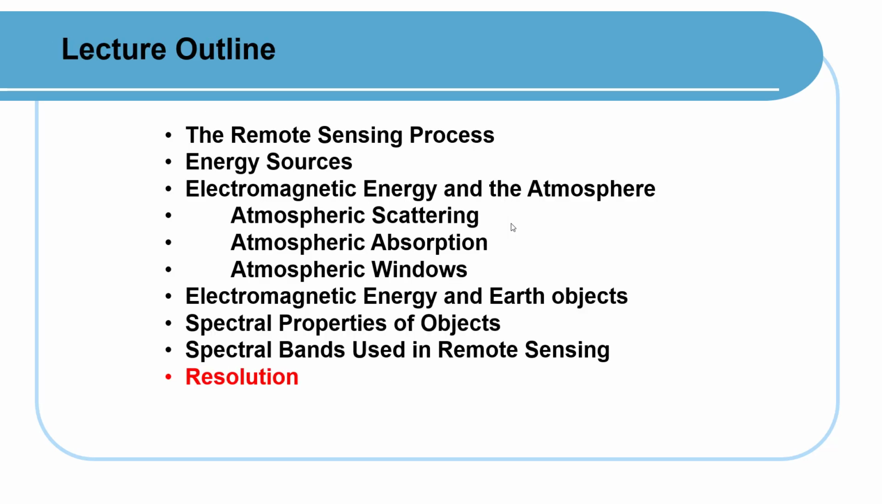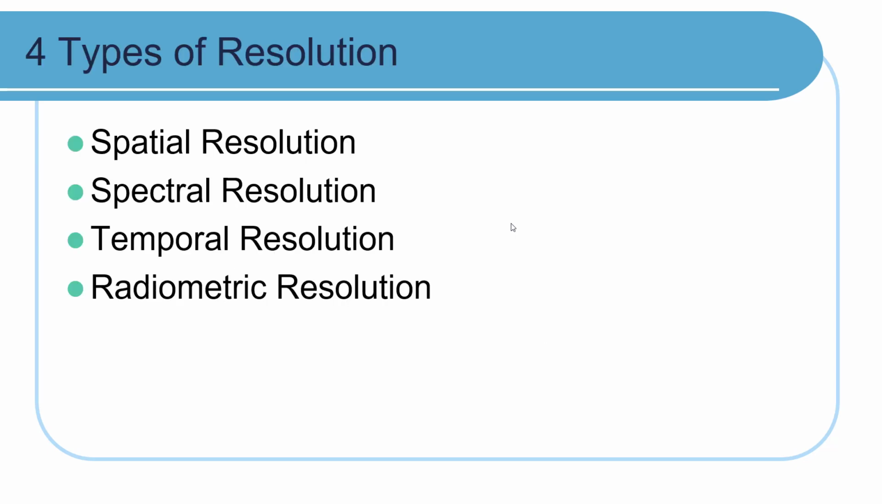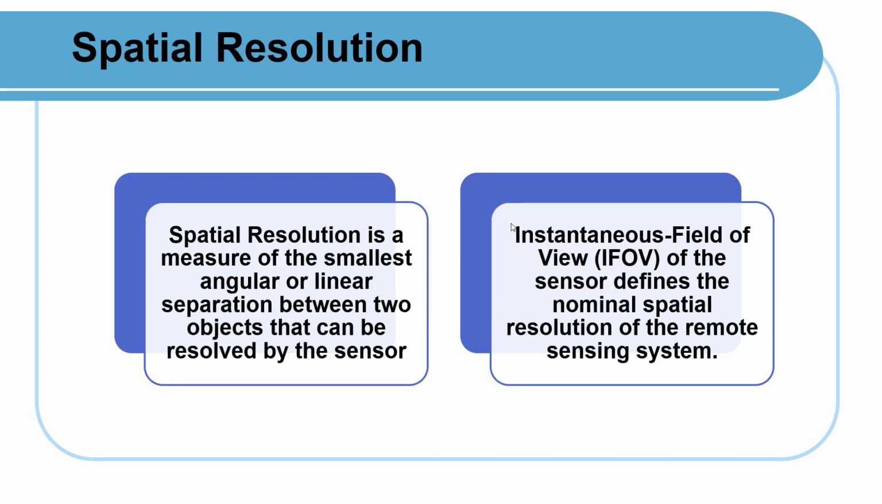So finally, I'm going to conclude with the 4 types of resolution. So there's spatial, spectral, temporal, and radiometric resolution. So spatial resolution is defined as a measure of the smallest angular or linear separation between 2 objects that can be resolved by a sensor.